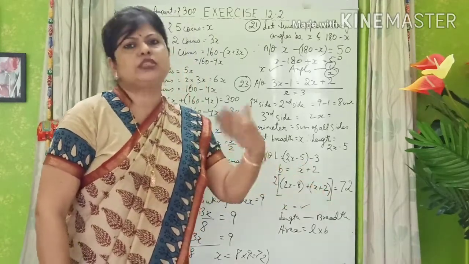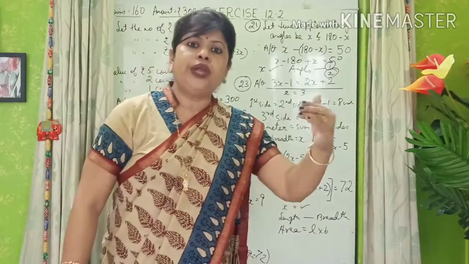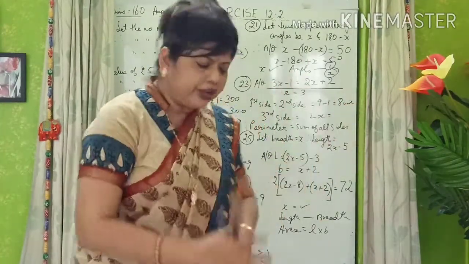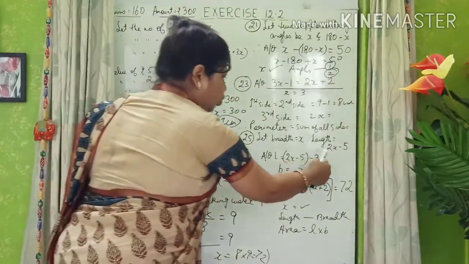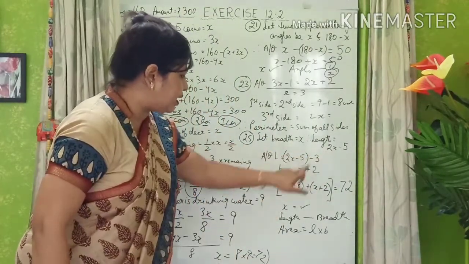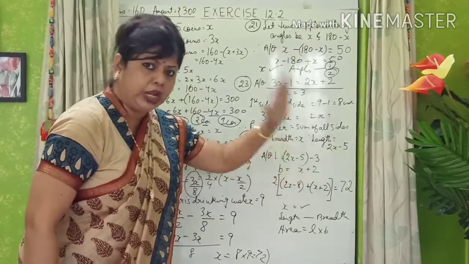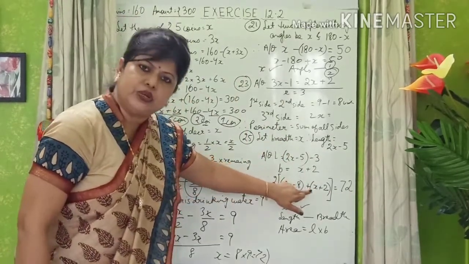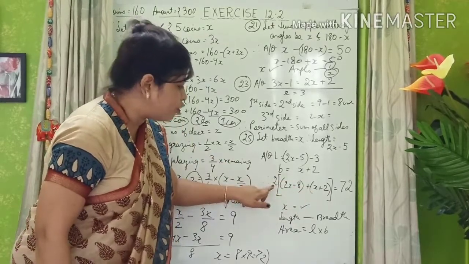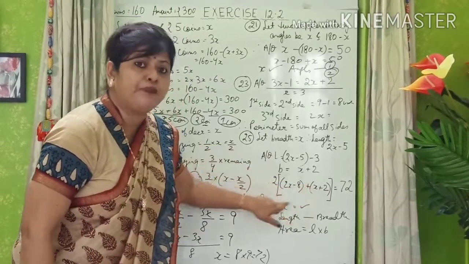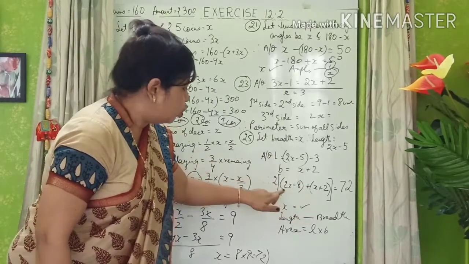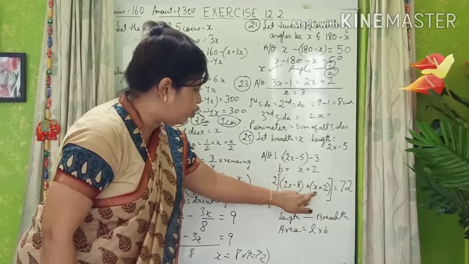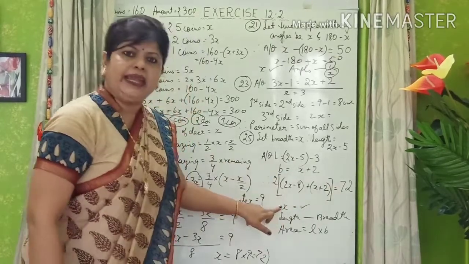So what is the formula of perimeter, children? 2 into (length plus breadth). That is 2 into length plus 2 into breadth. Either you can multiply 2 separately with length and breadth, or together. So 2 into (length plus breadth) is equal to 72. You have to multiply by 2, that's why I put a bracket here: 2x minus 8 plus x plus 2. So you multiply by 2 and then you will get x.